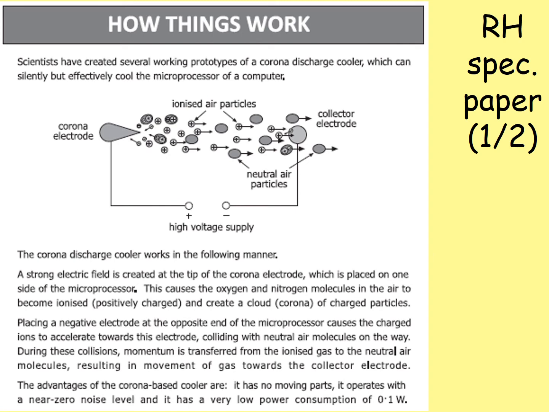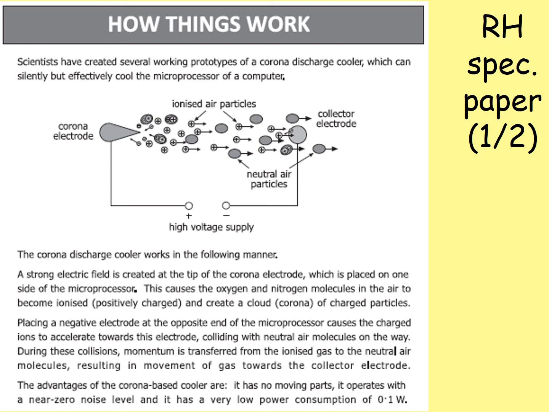Okay, so this is from the revised higher specimen paper, and so a page from How Things Work. Scientists have created several working prototypes of a corona discharge cooler, which can silently but effectively cool the microprocessor within a computer. So we have a high voltage supply, a corona electrode, and the corona electrode collector, and neutral air particles, as well as ionized charged particles. And we see the positively charged ionized particles moving to the right.